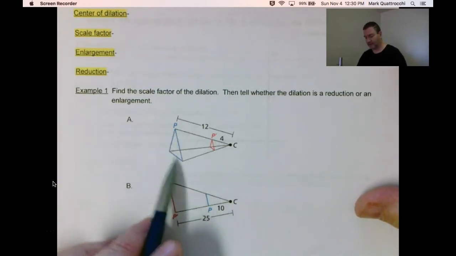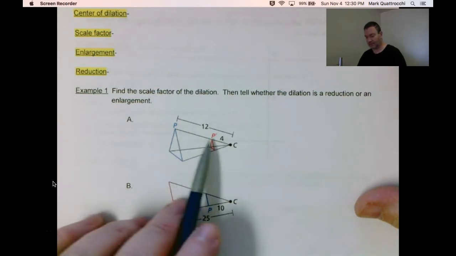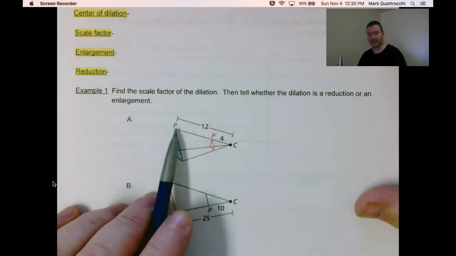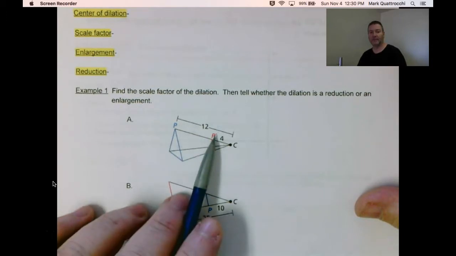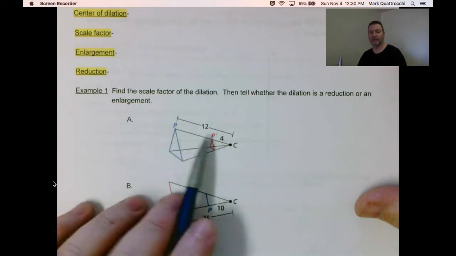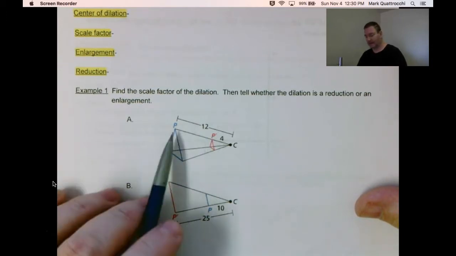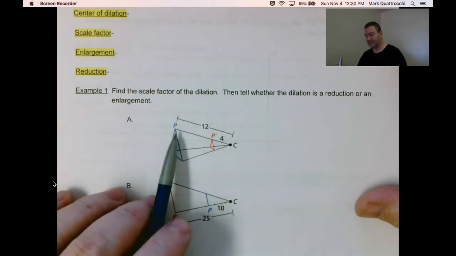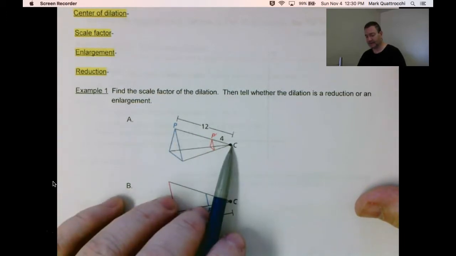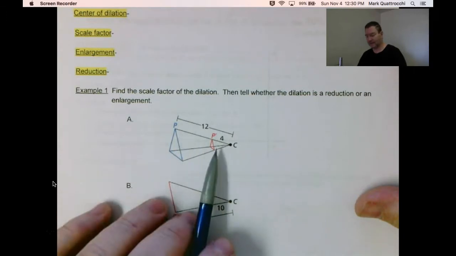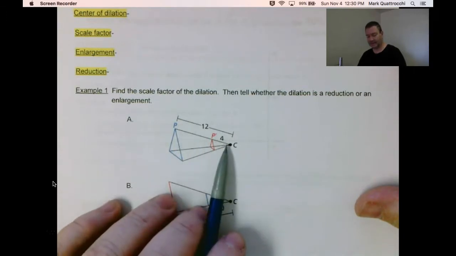So the pre-image here is in blue. We can tell which one's the pre-image and which one's the image by the notation. P prime is over here, P is here, so this is the pre-image, this is the image. The distance from P to the center is 12 units. The distance from P prime to the center is 4 units.